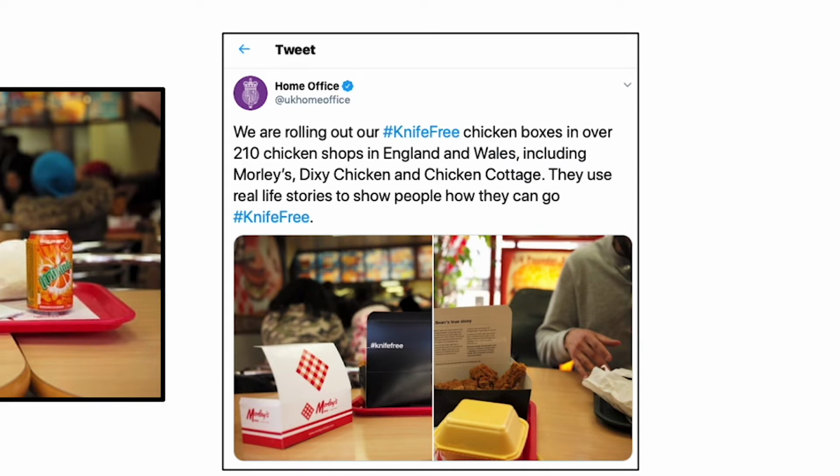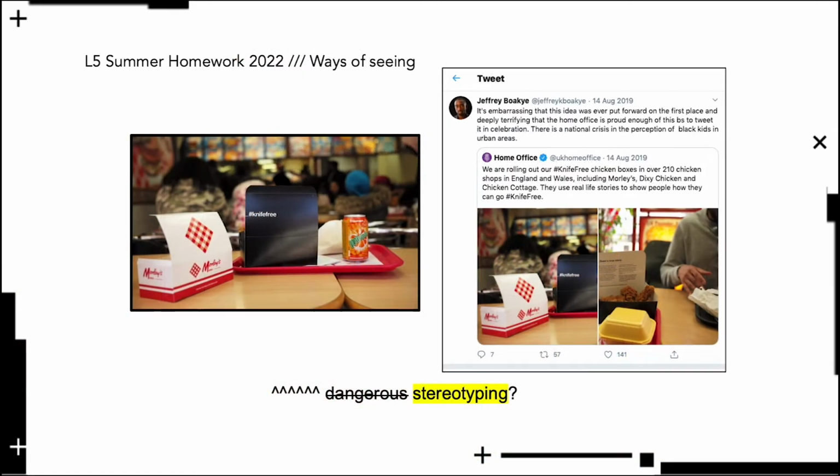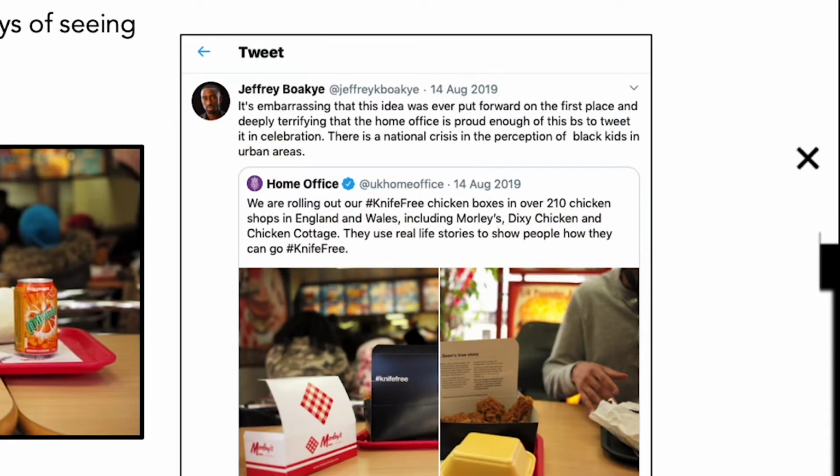What happened was, the day that the Home Office tweeted their campaign to celebrate it, to get it out there, to try and make it known with hashtags and on various different social medias, it had an immediate backlash from the black community, and quite rightly so, with people commenting, it's embarrassing that this idea was ever put forward in the first place, and deeply terrifying that the Home Office is proud enough of this BS to tweet it in celebration. There is a national crisis in perception of black kids in urban areas, and this was one of thousands and thousands.